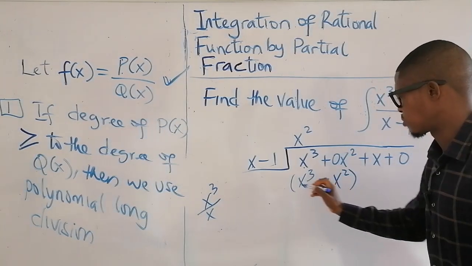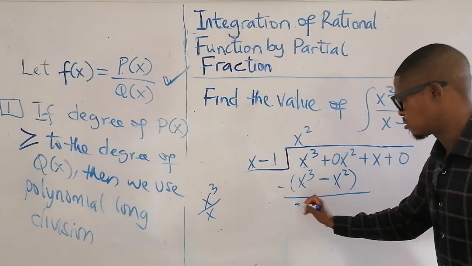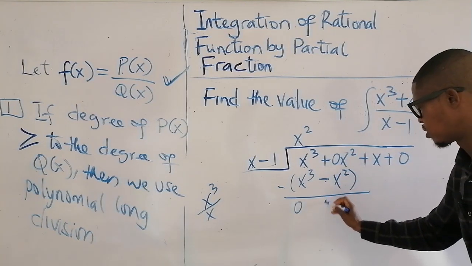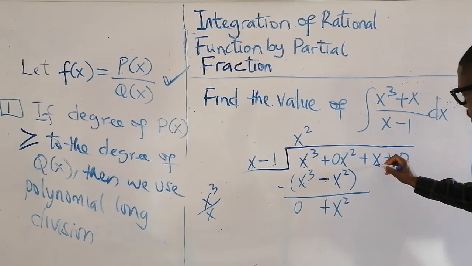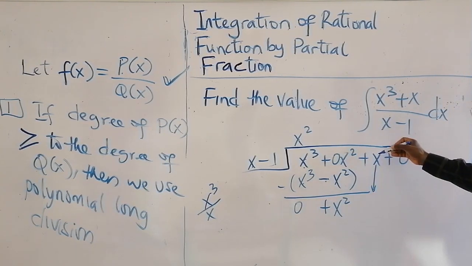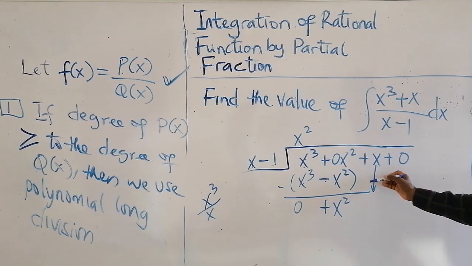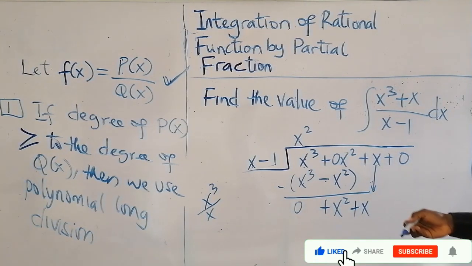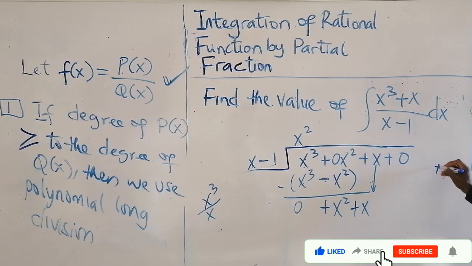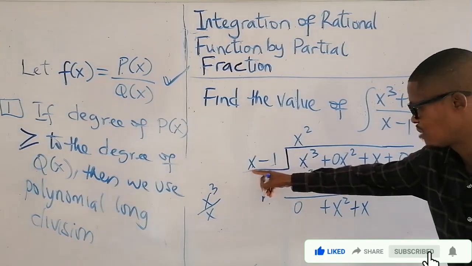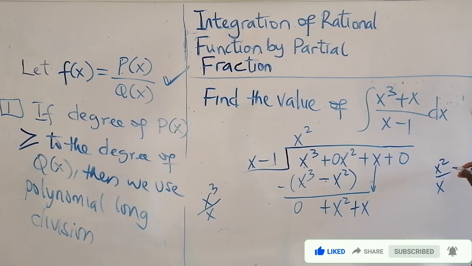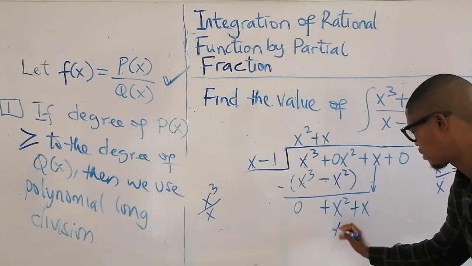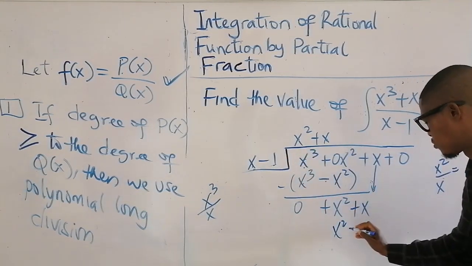Then in subtraction, this minus this gives 0. 0 minus minus x squared gives plus x squared. Then the next value, you bring it down, because this is x, there's nothing here, minus 0. So we have plus x. Then repeat the process also. Take the first one here, x squared, over the first item here. That will give us plus x. Use it also to multiply this place. So x times x is x squared, and x times minus 1 is minus x.